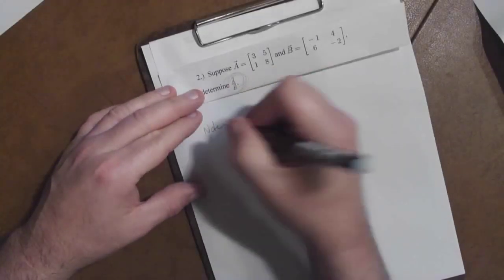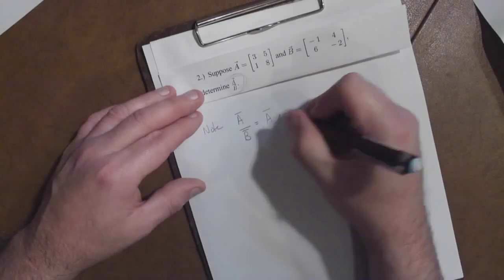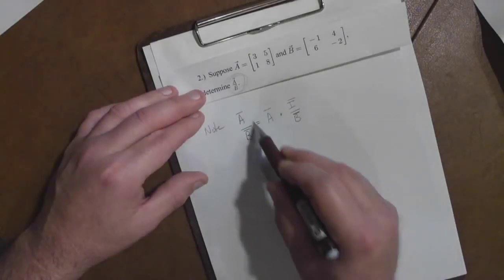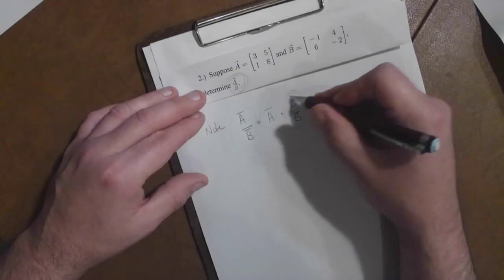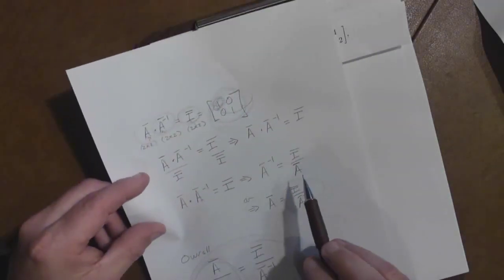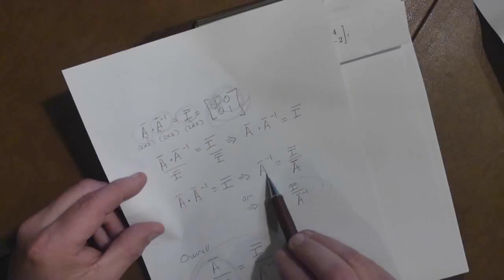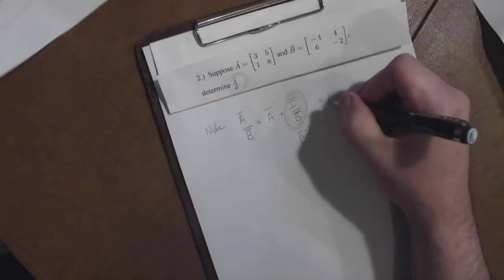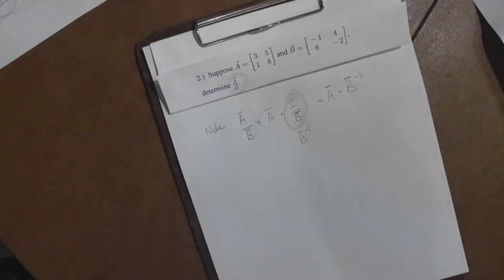One thing we ought to note is that matrix A divided by matrix B is just matrix A times the identity matrix divided by matrix B. This quotient of matrices can be thought of as this division of matrices. What do we know about an identity matrix divided by a given matrix? It is equal to its inverse matrix. This here is just equal to the inverse of B. So the way we're going to calculate this division is we're going to take A times B's inverse. Well, we need to find B's inverse.